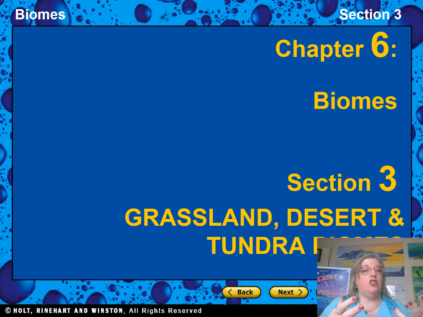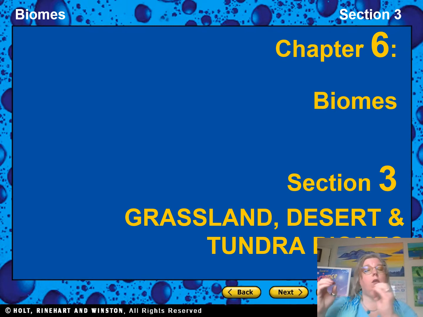Those two things are going to determine what type of biome you have. And then in section 2, we were talking about the forest biomes. All four of these forest biomes, the tropical rainforest, the temperate rainforest, the temperate deciduous forest, and the taiga, they've got enough rain to make a tree.